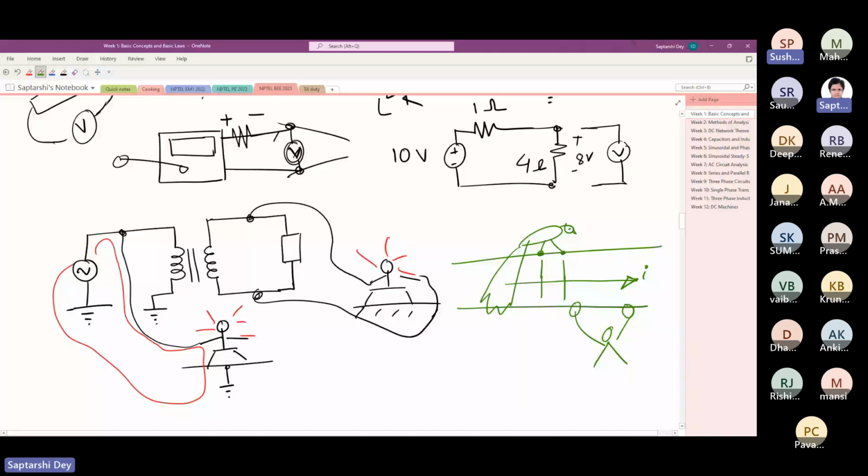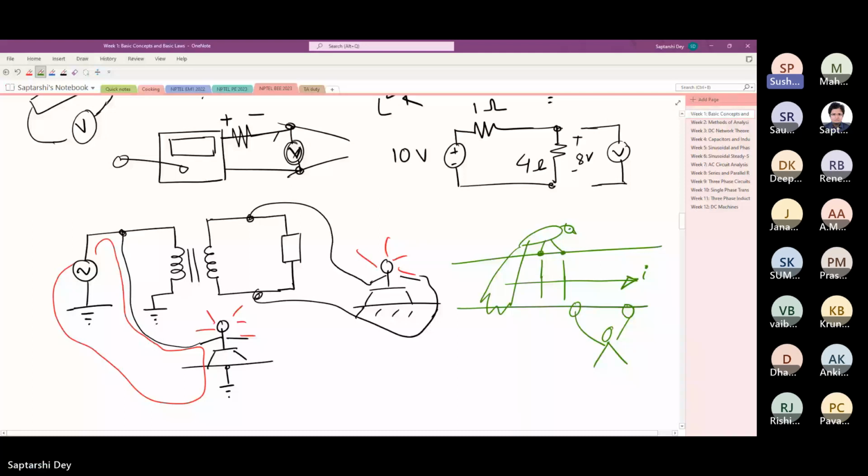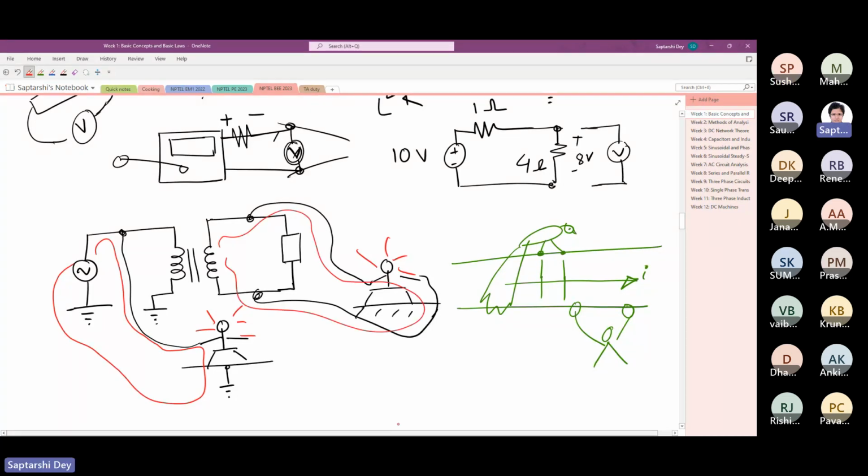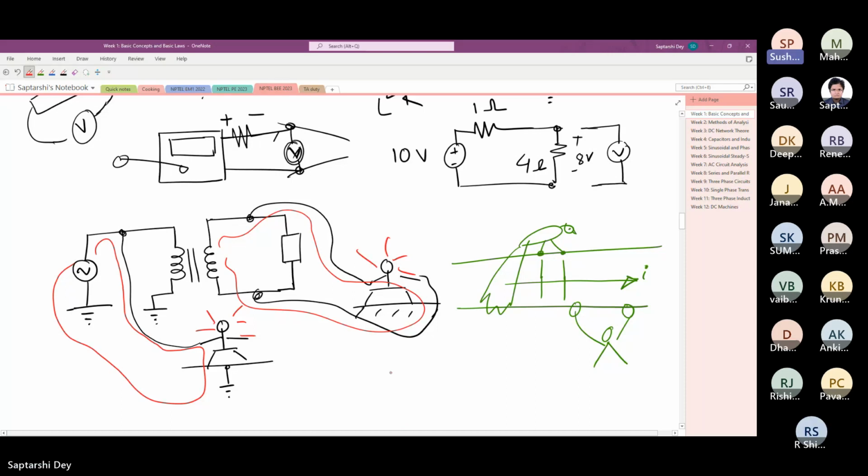Hello, sir. Can you explain what is happening in the second part of the transformer? Like how the man will get a shock? If he touches both the terminals of the secondary, then there is a flow of current through his hands, right? Yes, sir. He will get a shock. Okay, sir.